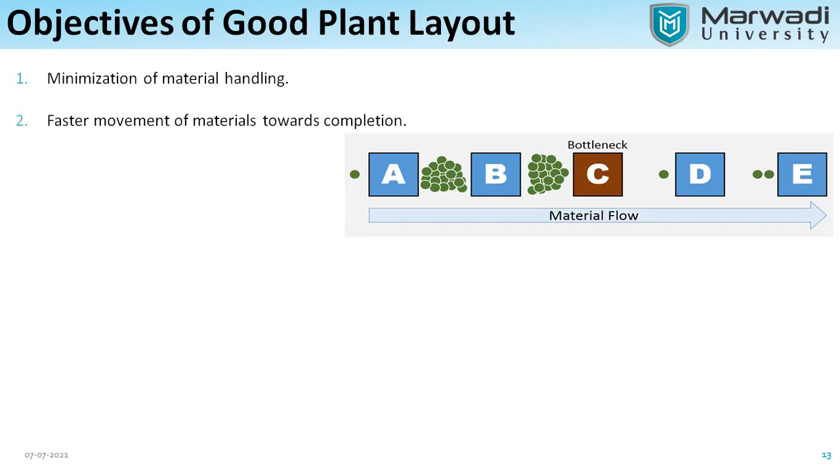It should have faster movement of material towards completion. So you have the materials, and how can you move them quickly towards the completion of the component that you are making? So it should be fine enough to have such a layout that you can get this faster movement of the material towards the completion of the process.